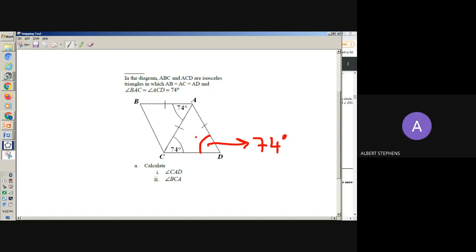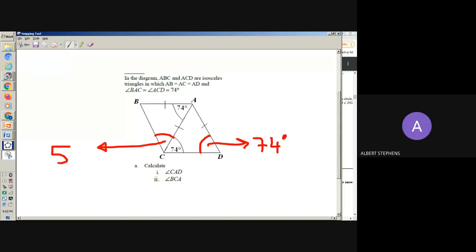Yeah, it's 74 because it's an isosceles triangle. Therefore, these two angles are equal. Very good. Anything else? Angle BCA, sir. BCA, you're talking about this, right? Yes, sir. It's 53, sir.